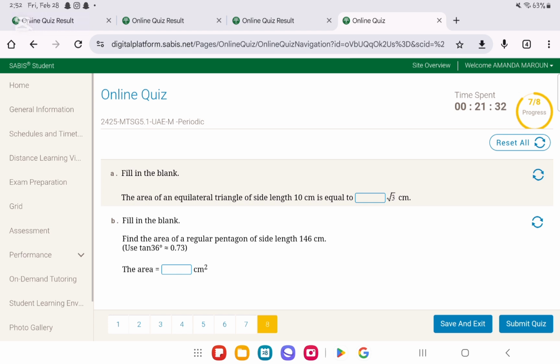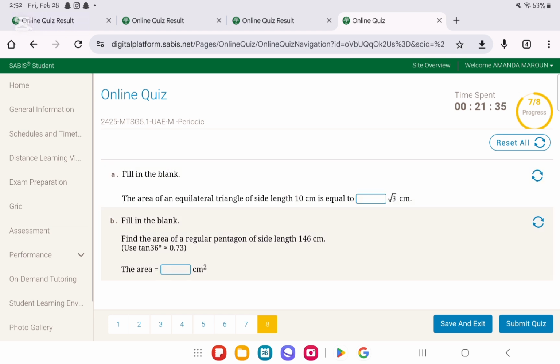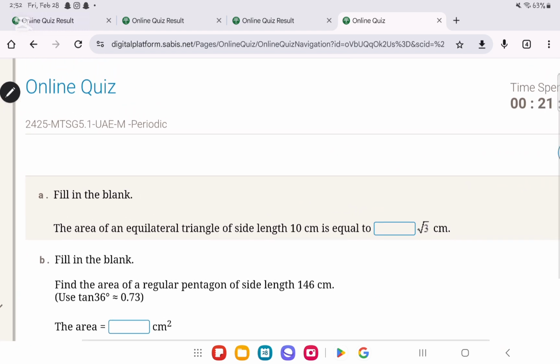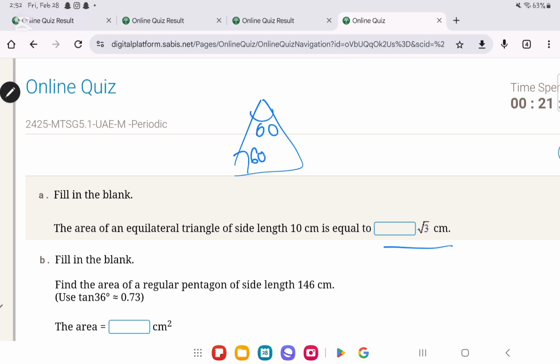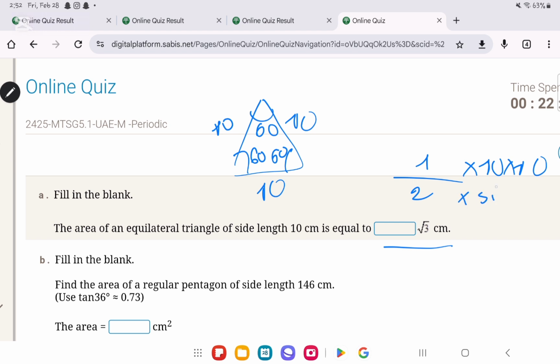Now we move on to the last question, which is question number 8. Here part A is an easy version, but part B is a bit more complex. Now we will see why it is a bit more complex. The area of an equilateral triangle of side length 10 centimeters is equal to whatever. So the area of any equilateral triangle, remember 60, 60, 60, and then 10, 10, and 10. The area of any triangle is 1 over 2 times side times sine the angle in between them. So it's gonna be 1 over 2 times 10 times 10 times sine 60.